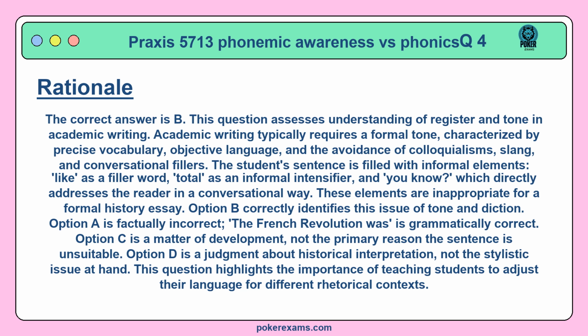Academic writing typically requires a formal tone, characterized by precise vocabulary, objective language, and the avoidance of colloquialisms, slang, and conversational fillers. The student's sentence is filled with informal elements, like "like" as a filler word, "total" as an informal intensifier, and "you know," which directly addresses the reader in a conversational way. These elements are inappropriate for a formal history essay. Option B correctly identifies this issue of tone and diction.